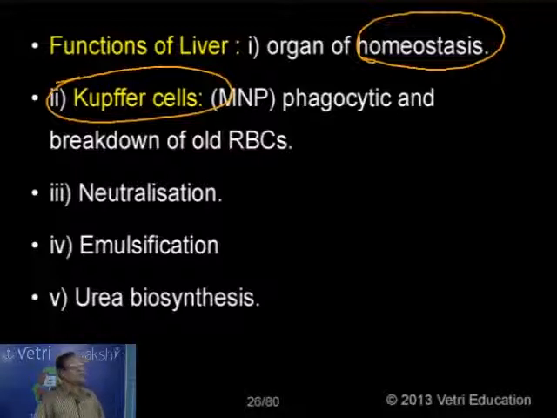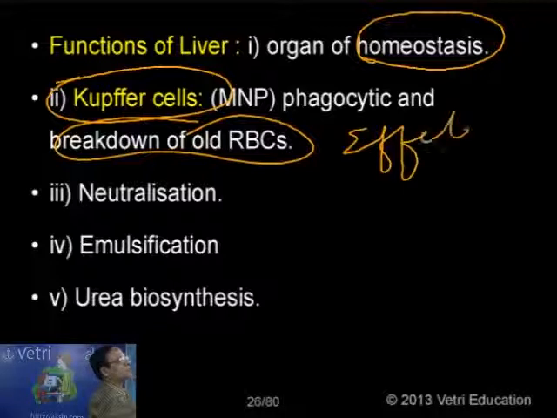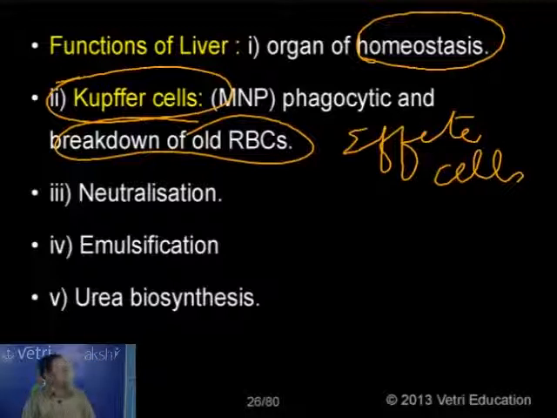And that is nothing but mononuclear phagocytic cells, just like WBCs, phagocytic cells. There you have polymorphonuclear phagocytic cells. Likewise, these are mononuclear phagocytic cells without any modifications, without any polymorphism. These cells are responsible for swallowing the dead cells, the repaired cells, or the damaged cells, along with the breakdown of old RBCs, that is, effete cells. The old cells are called effete cells. The old RBCs are called the effete cells, and they are carried to the liver.